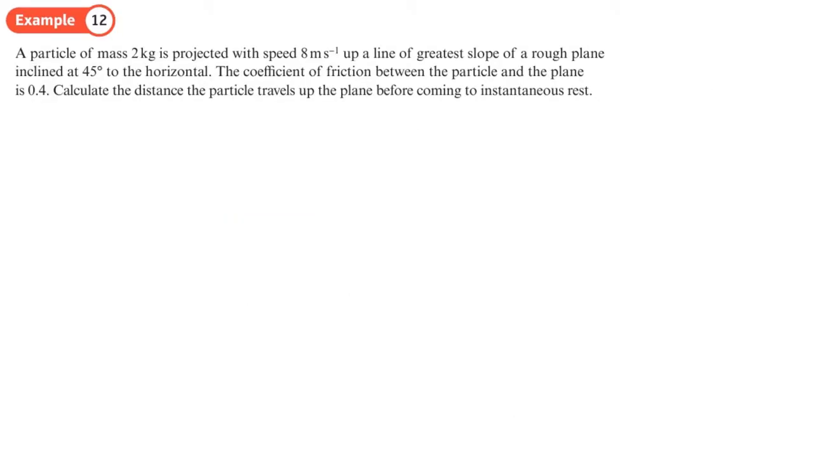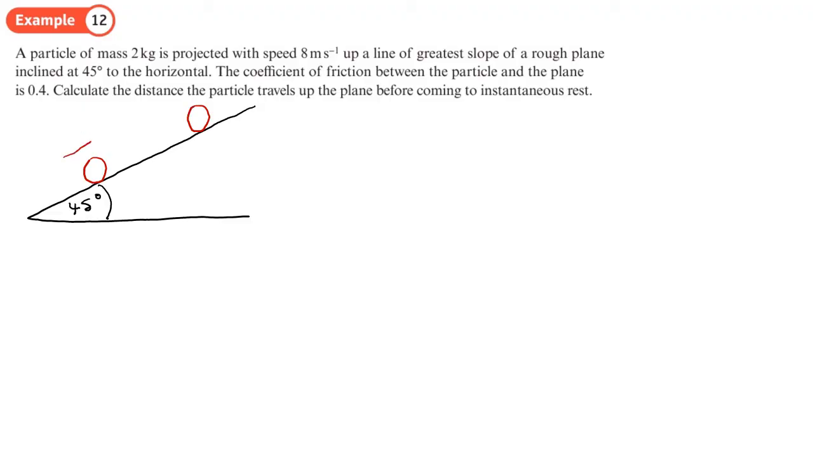Okay, and once you've read through the question, the first thing we want to do is to convert it into a diagram. So we have a slope inclined at 45 degrees. We have a particle which is projected up the slope, so from a point here up to a point here.